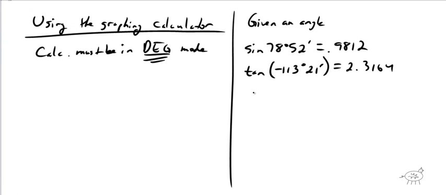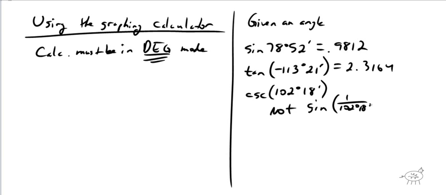Then we have cosecant of 102 degrees 18 minutes. First of all, I'm going to stress so much, math fans: this is a terrible thing to do. People like to do it, but cosecant goes with sine, so it is not sine of 1 over 102 degrees 18 minutes. That is the worst possible thing you can do, because we've talked about this before.